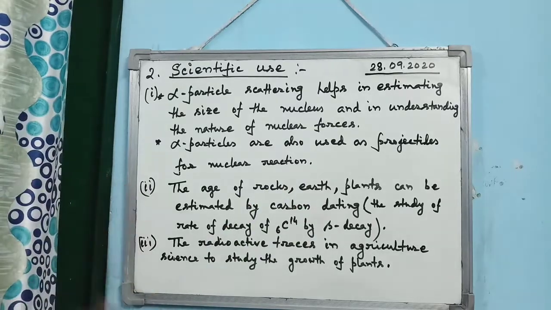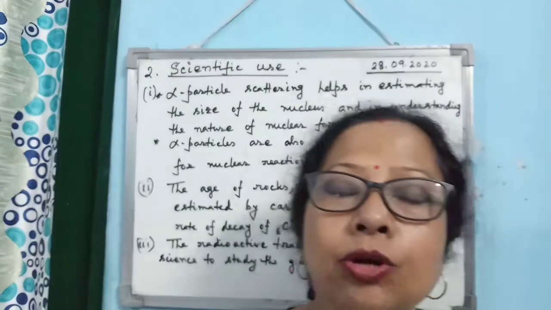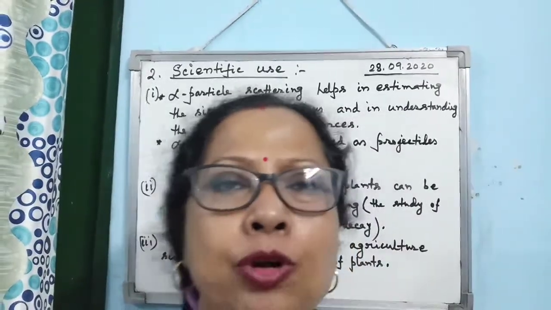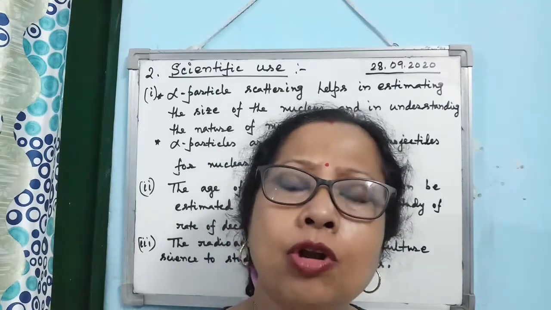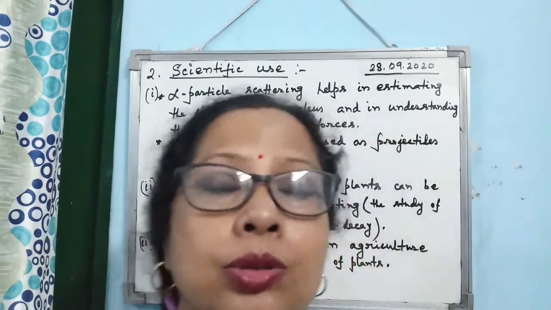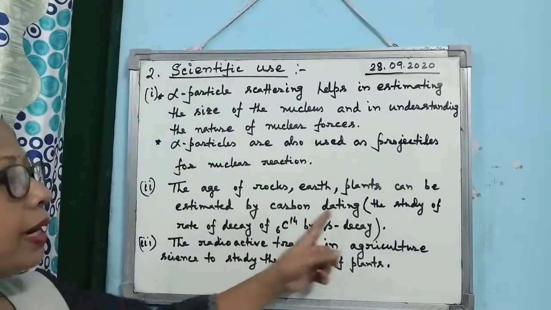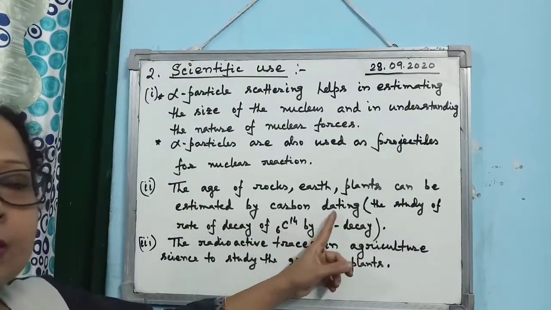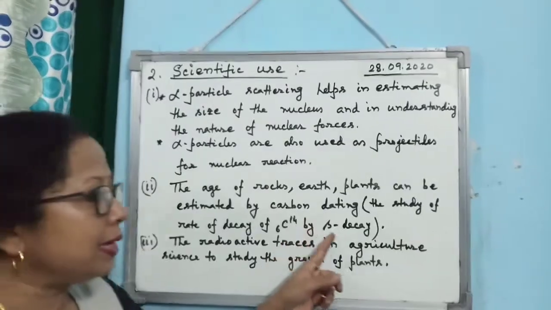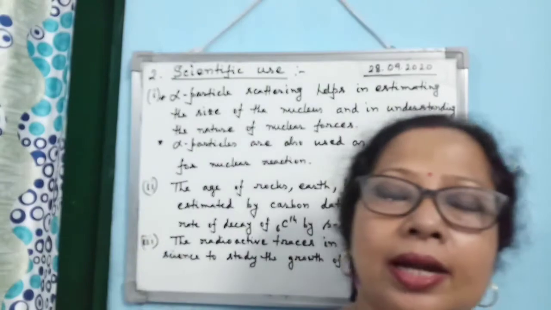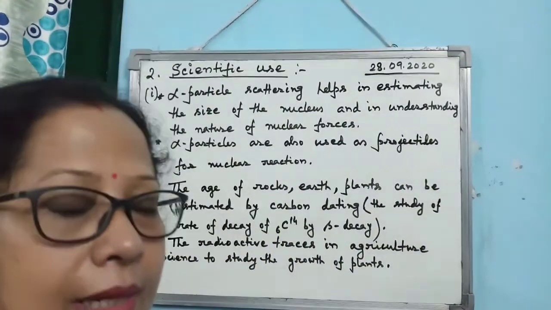Then the second one is very important. If you want to find out the age of any archaeological material, means some rocks, plants, anything buried deep inside the earth for a long time, even the age of the earth, you can find out by using the carbon dating process. Carbon dating means what? From the radioisotope of carbon, when beta decay takes place, it is converted into nitrogen, C14.